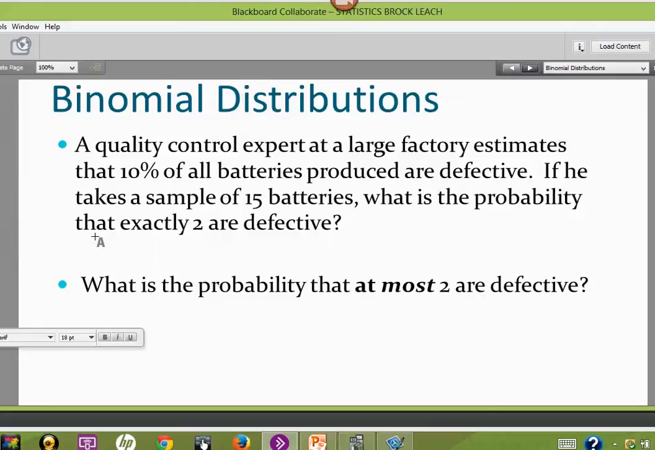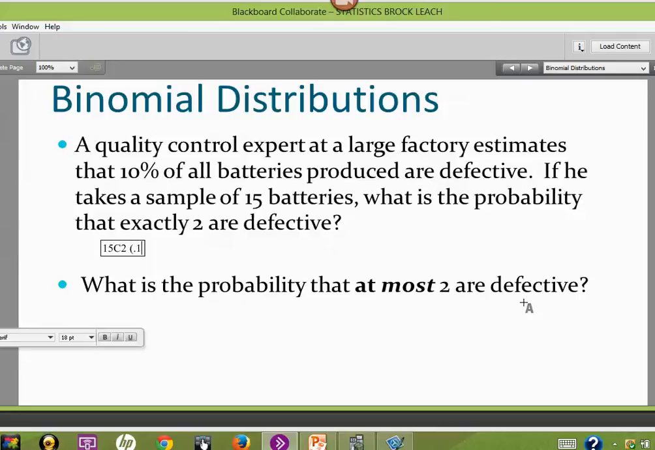All right. So I'm going to go ahead and write out how we're going to set this up. In this case, the number of trials we have is our 15 batteries that we're selecting. So we have 15 combinations, and I can't make that small, so just know that that's the n. 15 combinations, and we're going to call this time our successes as picking a defective battery. So I have 15 combinations of 2. The probability of success, which we've defined as picking a defective battery, is 10%.